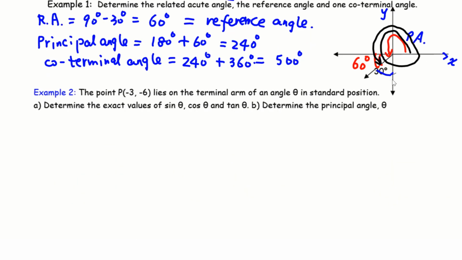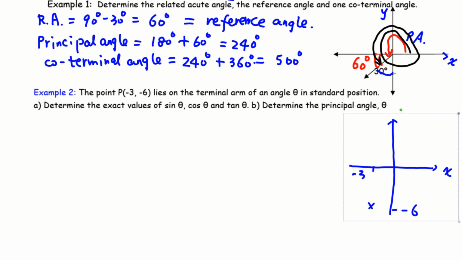As we put this angle in standard position in the XY coordinate system, it will be easier for us to connect the angle with a point in the XY coordinate system. So we have a point that is (-3, -6). The terminal arm will pass through this point. We are going to see how we can connect the point with the primary trig ratios: sine, cosine, and tangent.